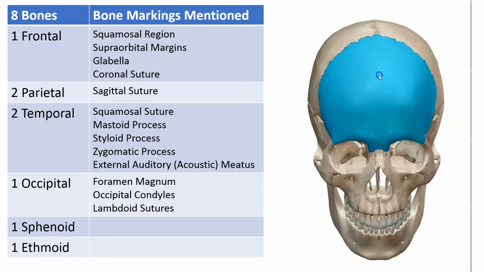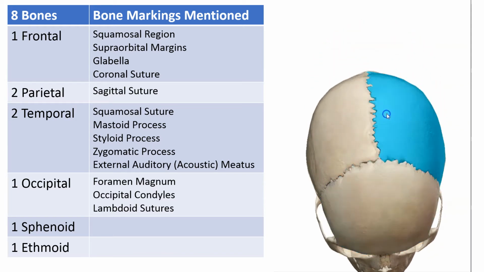Posterior to the frontal bone, we have a pair of parietal bones, a left parietal bone and a right parietal bone. The parietal bones form a joint with the frontal bone right here. This is called a suture. Sutures are immovable joints. There are small protein fibers in the joint that help hold the bones together, making movement across this joint almost impossible. This particular suture is called the coronal suture, after the coronal plane.